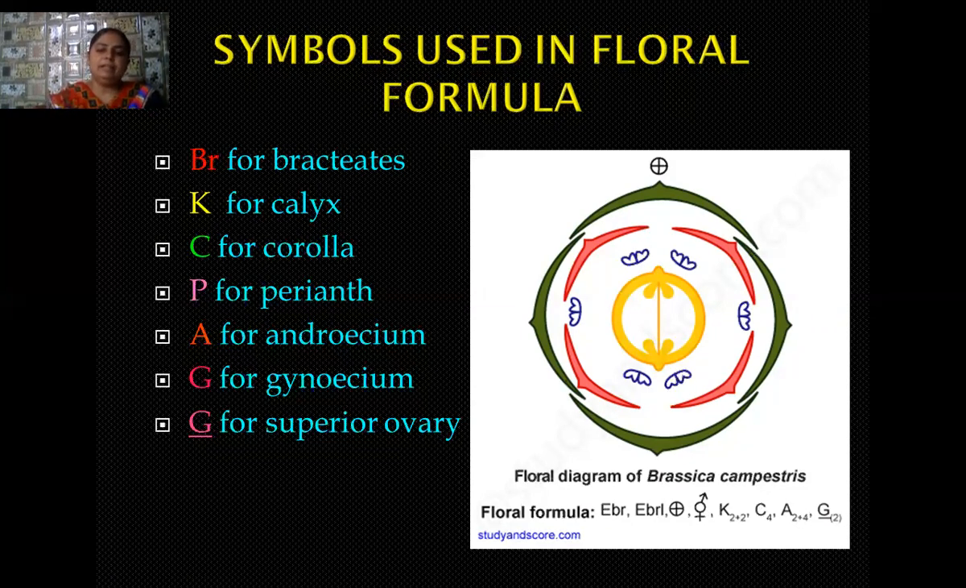Then the symmetry here is shown. So this kind of symmetry. Sometimes we take a circle and put a sign of plus in it. All right, students, such kind of symmetry is known as actinomorphic symmetry. And then we have calyx 2 plus 2. This means the sepals are arranged in the manner of 2 plus 2.